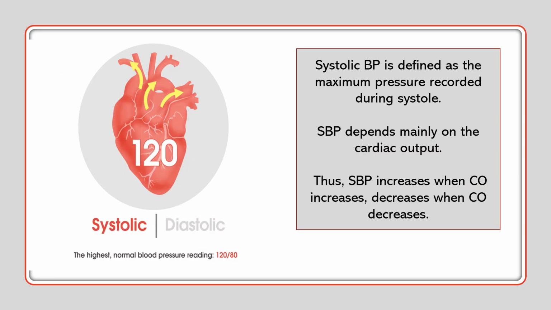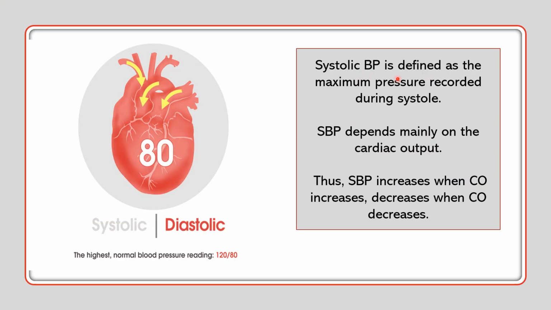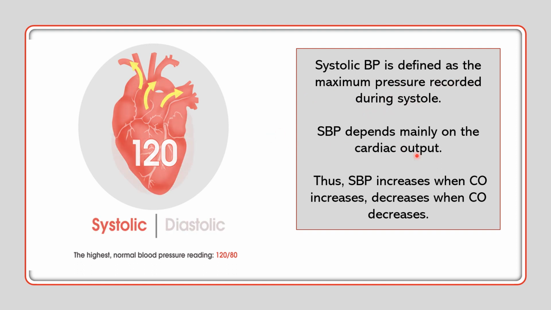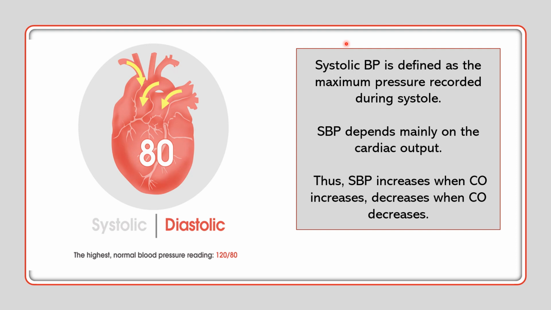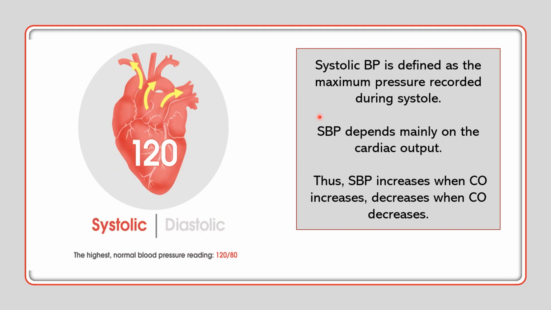From the definition of systolic blood pressure, we know that it is the maximum pressure recorded during systole. Systolic blood pressure actually depends on cardiac output. If cardiac output is increased, systolic blood pressure is increased. If cardiac output is decreased, systolic blood pressure is decreased. So in the peripheral pooling of blood, when the cardiac output is decreased, obviously the systolic blood pressure will fall.